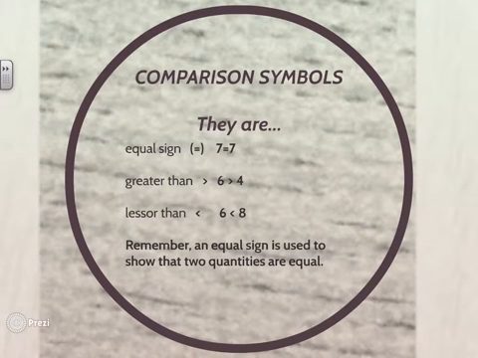Okay, our comparison symbols. This is what you're going to be writing down under your vocabulary section. They are an equal sign, so you'll see where it says equal sign is 7 equals 7. And then the greater than, you will use the symbol going to the right, like 6 is greater than 4. And your lesser than goes to your left, which is 6 is lesser than 8. And remember, an equal sign is used to show that two quantities are equal. And that is your vocabulary word for the day.